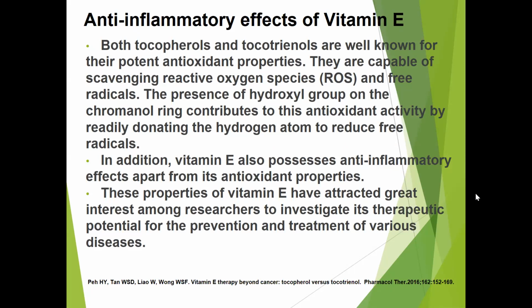Both tocopherols and tocotrienols are well known for their potent antioxidant properties. They are capable of scavenging reactive oxygen species and free radicals. The presence of the hydroxyl group on the chromanol ring contributes to the antioxidant activity by readily donating a hydrogen atom to reduce free radicals. In addition, vitamin E also possesses anti-inflammatory effects apart from the antioxidant properties. These properties of vitamin E have attracted great interest among researchers to investigate its therapeutic potential for the prevention and the treatment of various diseases.